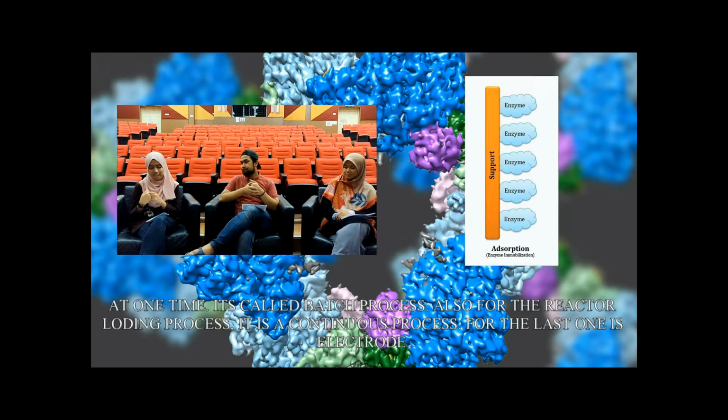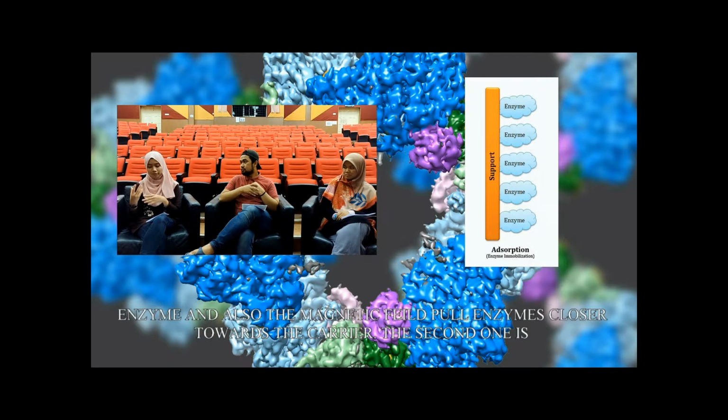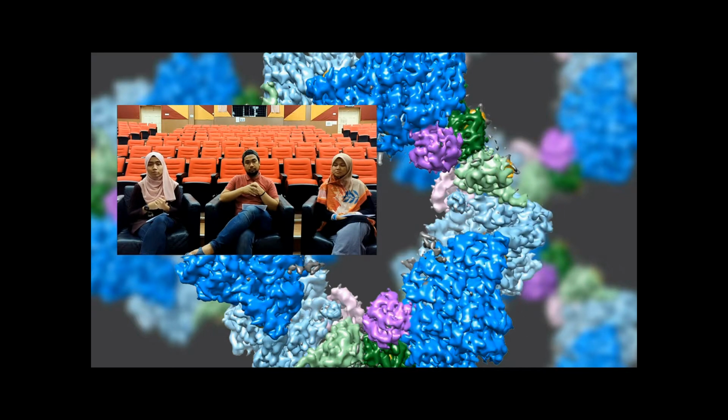And lastly is the electrode position process. In the electrode position process, the carrier is placed near the electrode with an induced current, and the ionic interaction between the enzyme and the magnetic field pulls the enzyme closer to the carrier. And the second one is the covalent bond process.